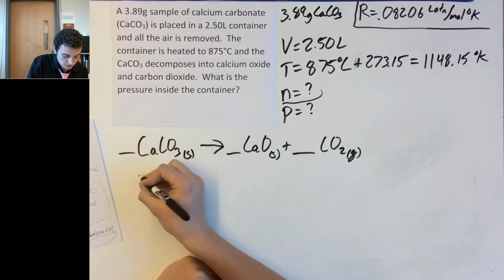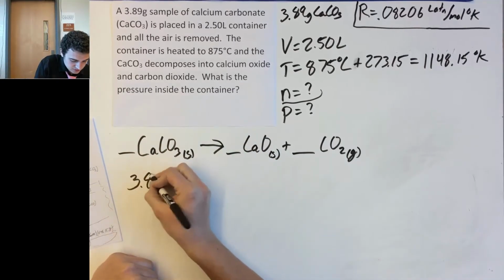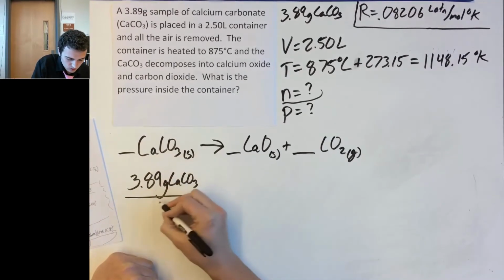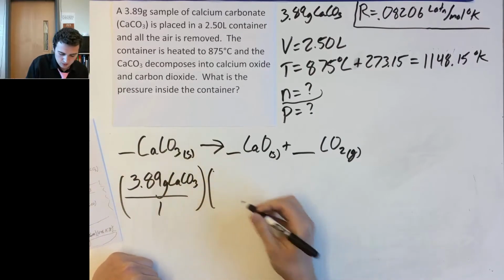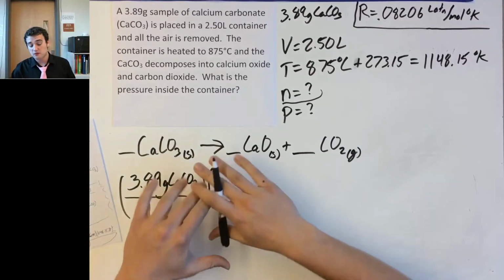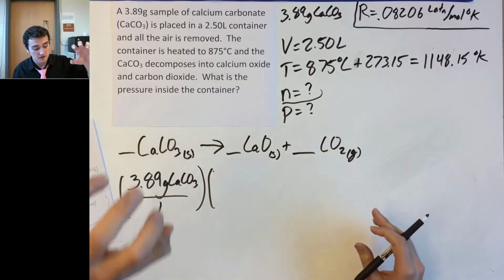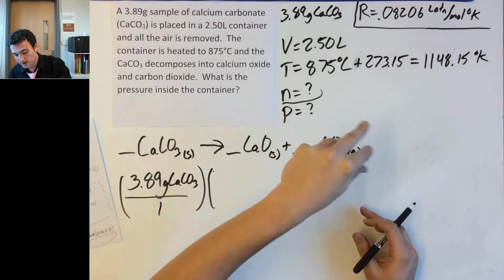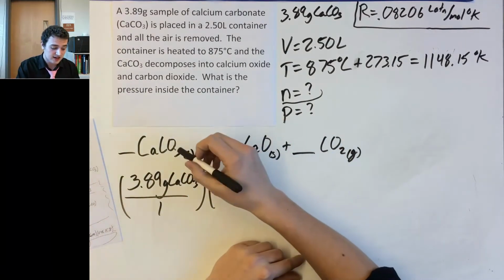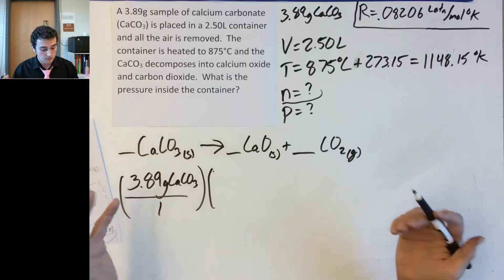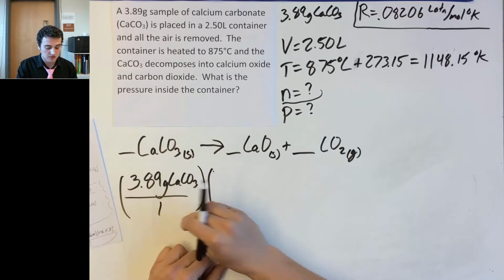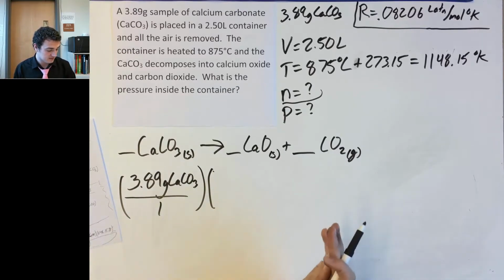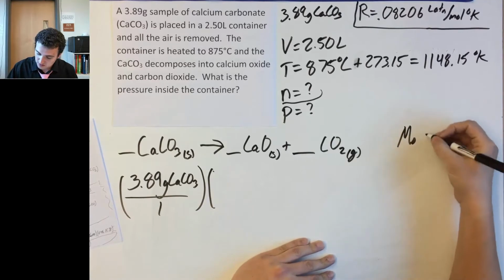Okay, we start with what we know. We write it as a fraction, 3.89 grams of calcium carbonate, CaCO3, over 1. We know that we have grams. Before I can use this equation, remember it's using numbers to say for every 1 calcium carbonate, it decomposes into 1 calcium oxide and 1 carbon dioxide. So I need to have this in numbers or moles. I need to get calcium carbonate into moles first. To do that, again, I need the molar mass of this thing. So we're going to go ahead and calculate that.